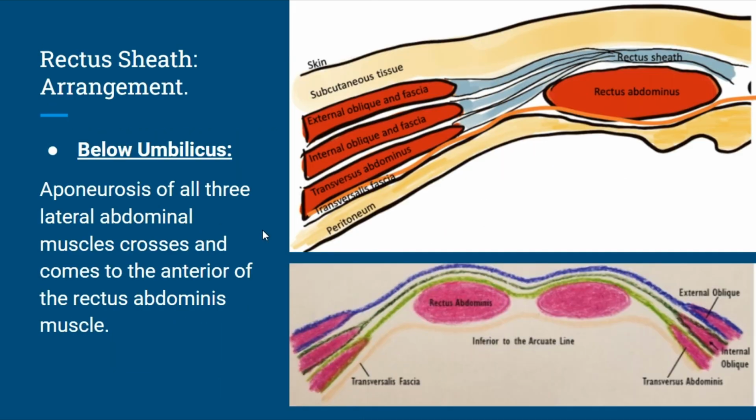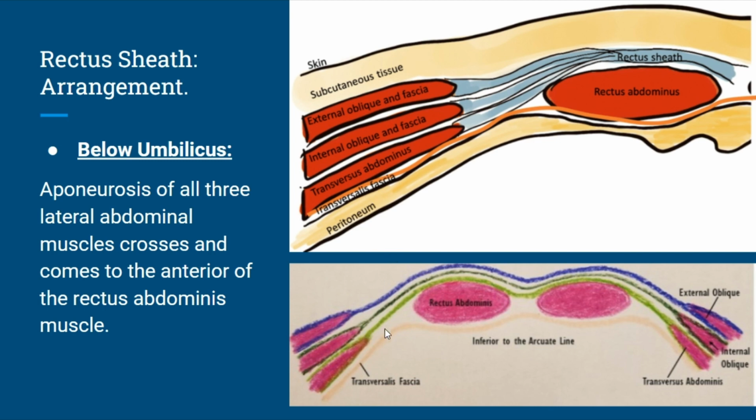Now we're going to look at the one that is below the umbilicus, or below the arcuate line. Below the umbilicus, the aponeurosis of all three lateral abdominal muscles: external oblique and its fascia, its aponeurosis; internal oblique and its fascia, its aponeurosis; and transversus abdominis and its aponeurosis, all go in front of the rectus sheath. So that's how it matters that in the lower third after the umbilicus, or the arcuate line, which is a division point, the rectus abdominis muscle is in direct contact with the transversalis fascia. And then below there is the peritoneum.